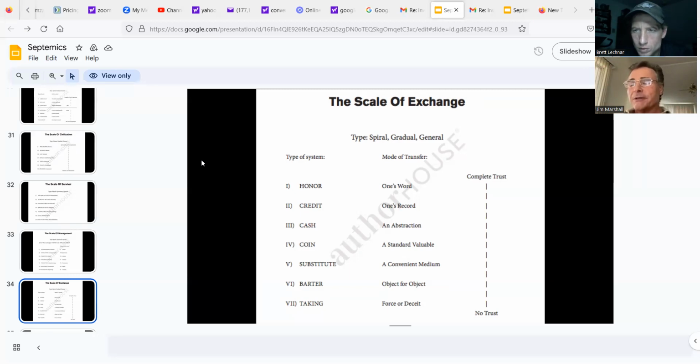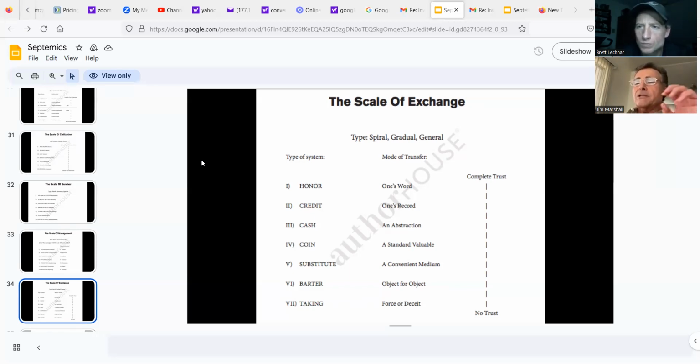Now, gradual. There's no gradation between these two. These are completely different levels. Either you're at 2 or you're at 1. And general, meaning this is not context driven. This is a very broad understanding.